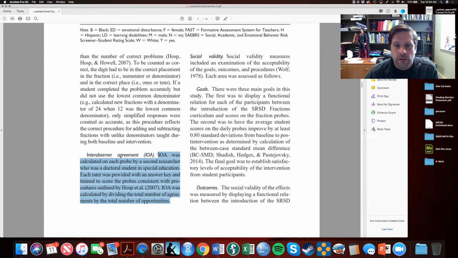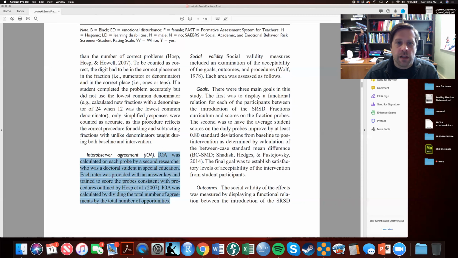And then, because this is a single case design experiment, our reliability comes from the fact that someone else can view the results and come up with a reasonable approximation of what I came up with. So if I graded it a certain way and then I have a research assistant grade them, we should be over 80% agreement on the measure.